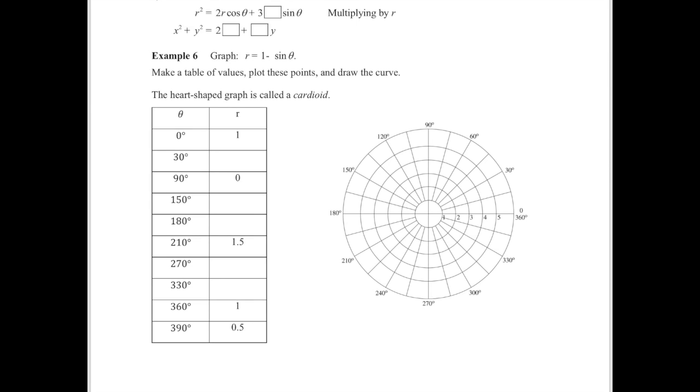Let's make a table of values, plot these points, and draw the curve of r is equal to 1 minus sine of theta. This will end up being a heart-shaped graph called a cardioid. All I need to do is replace all of my thetas with the value of theta given and solve for r. So currently, if I have theta, r of 0, 1, and I wanted to plot this point, I would go to 0 degrees first and my r value of 1. Now I need to find 1 minus sine of 30 degrees. Well, sine of 30 degrees is half, so 1 minus half is half, using our unit circle to help us.